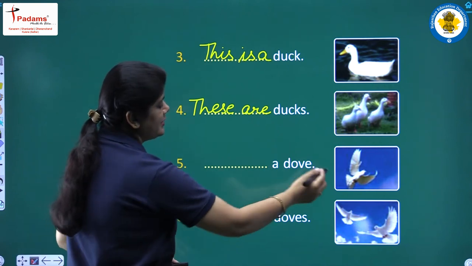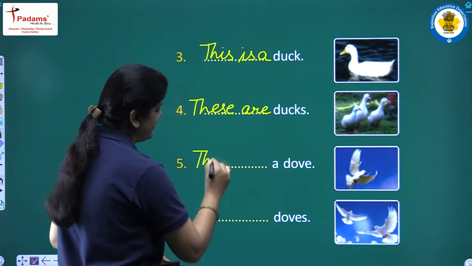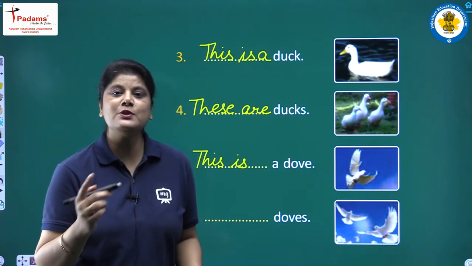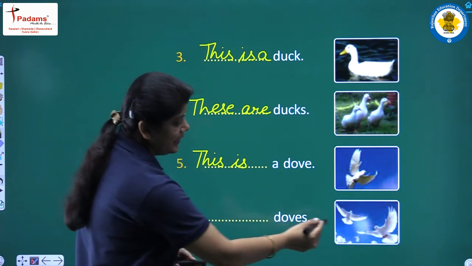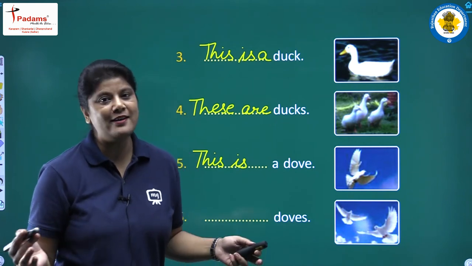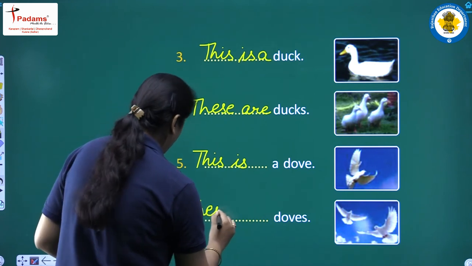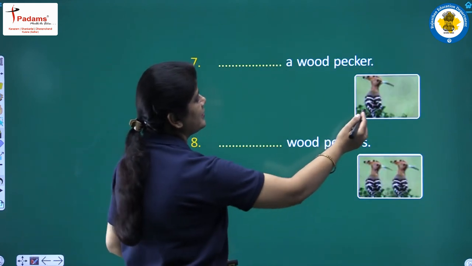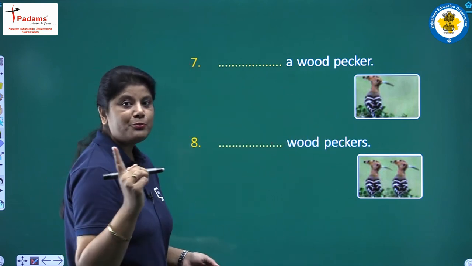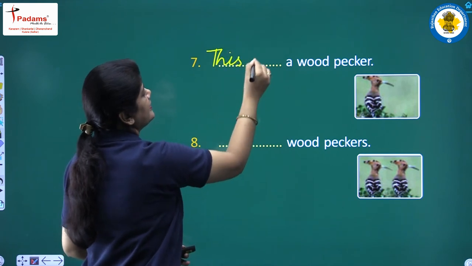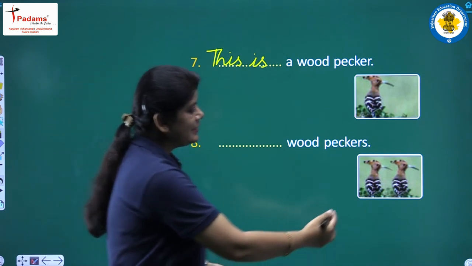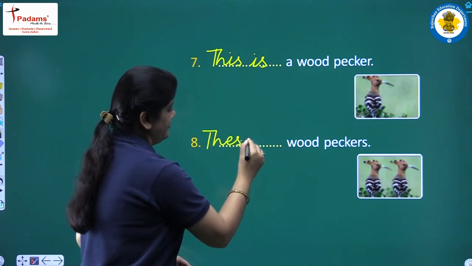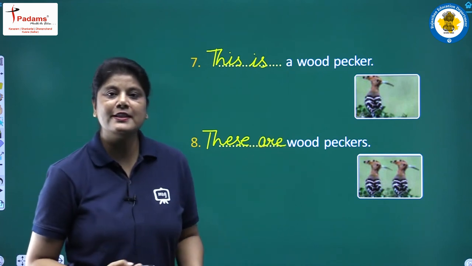Okay students, now see, this is one dove. So we will write this is a dove, means it is singular, there is only one dove. Then we will use this. If there is more than one, like this, then we will write these are doves. Now next picture, this is a woodpecker. This is one woodpecker. So we will write here this is a woodpecker. And see in this picture there are two woodpeckers. So we will write these are woodpeckers.